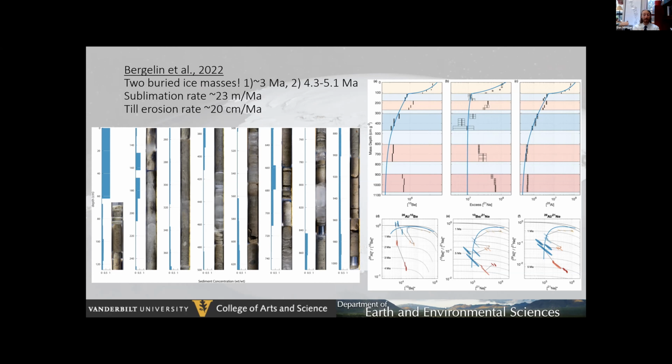That ice has been sublimating at a rate of about 23 meters per million years for about the last 3 million years, while the till on top of it is also eroding at about 20 centimeters per million years. So it's a really exciting paper. It just came out. I'll encourage you to look that up if you want to read more about this buried ice, because this is a really interesting archive of paleoclimate information that's right there on the surface.